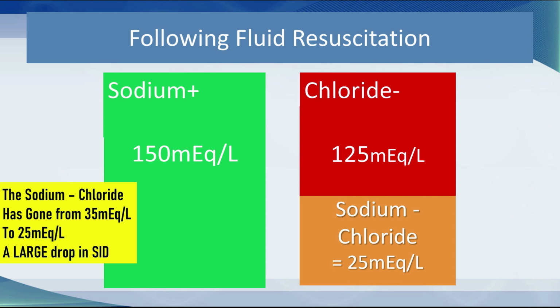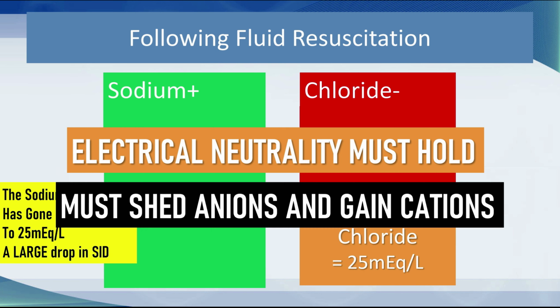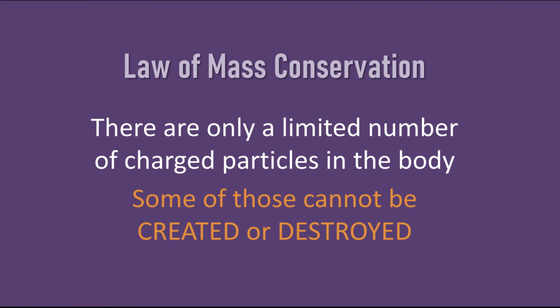And now we must have an electrochemical imbalance. To maintain electrical neutrality, Henry must shed anions and gain cations, but his kidneys aren't working and he's sitting in the recovery room hyperventilating. Remember the law of mass conservation. There are only a limited number of charged particles in the body. Some of these cannot be created or destroyed.